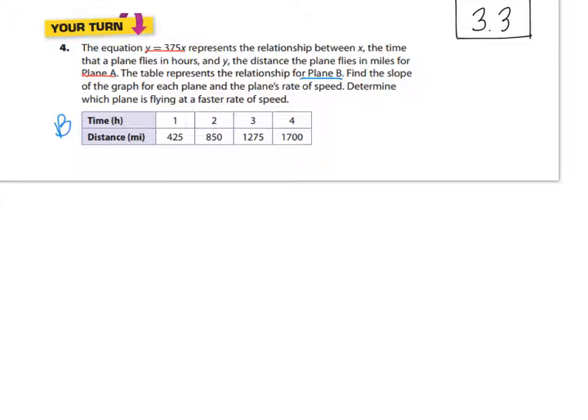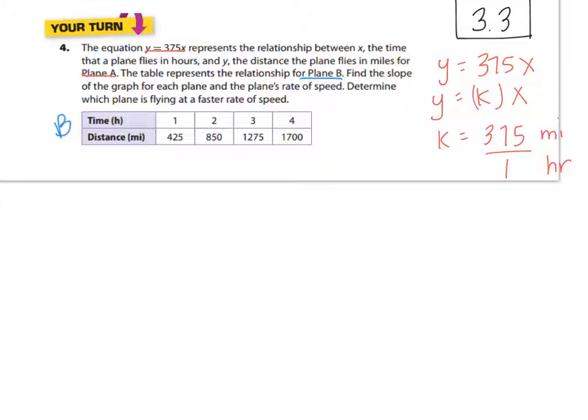So what I'm going to do is make a table for plane A, but that means I need to understand what my unit rate is and what my constant of proportionality is. Those are the same thing. So we're going to take a look at this equation where y equals 375x. Now if I remember what that equation was, that is y equals k times x, where k is my constant of proportionality. So this is telling me that k equals 375, and anytime that I have a number by itself, that is telling me it's 375 over 1, so 375 miles per hour.